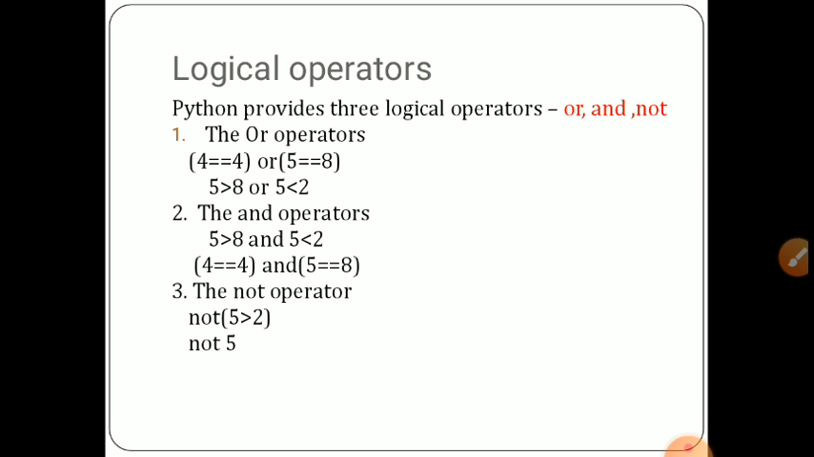Now the logical operators. Python basically provides three logical operators. First is the OR operator, then the AND operator, and the NOT operator. So what is the OR operator? Suppose we want to do the calculations.